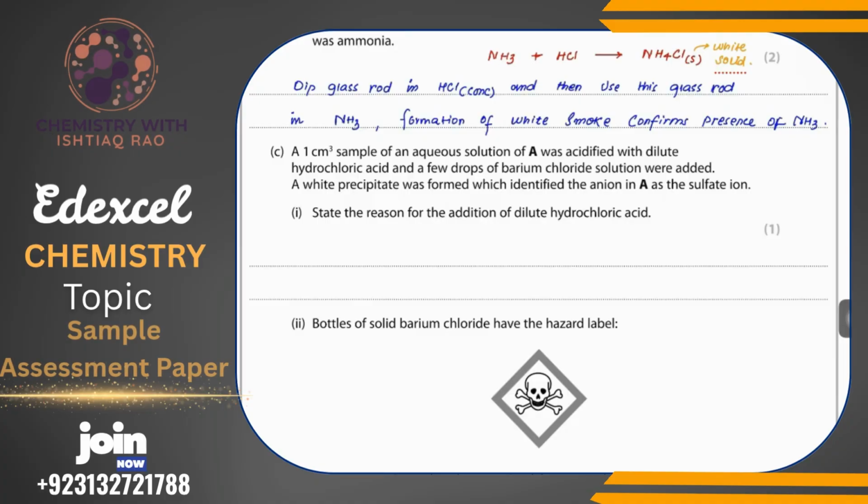A 1 cm cube sample of an aqueous solution of A was acidified with dilute hydrochloric acid, and a few drops of barium chloride solution were added. White precipitate, of course. White precipitate, it should be barium sulfate, was formed which identified the anion in A as the sulfate ion.